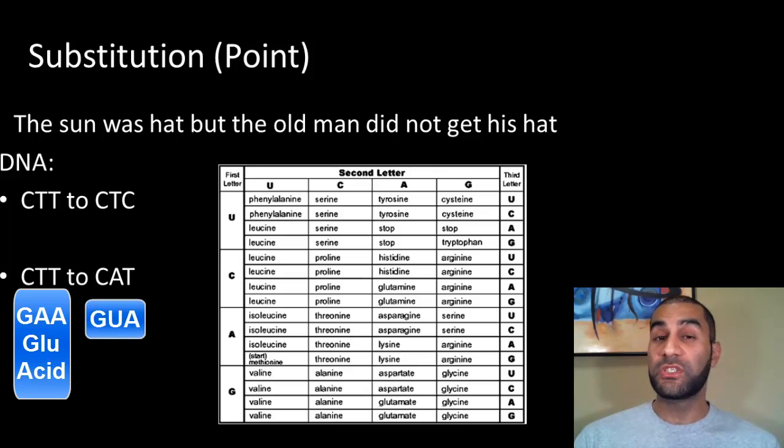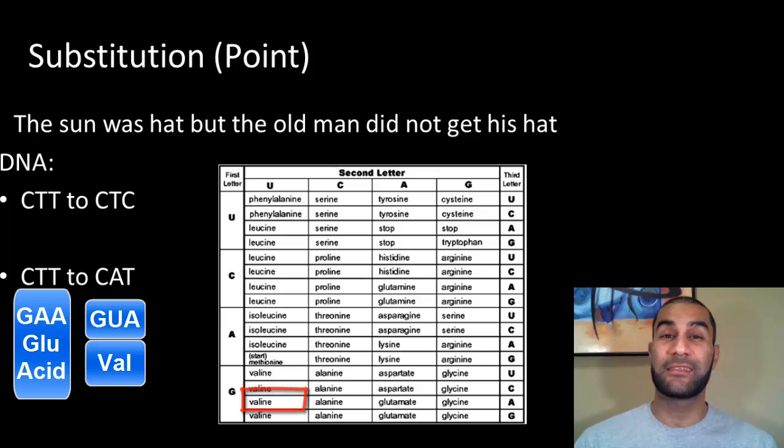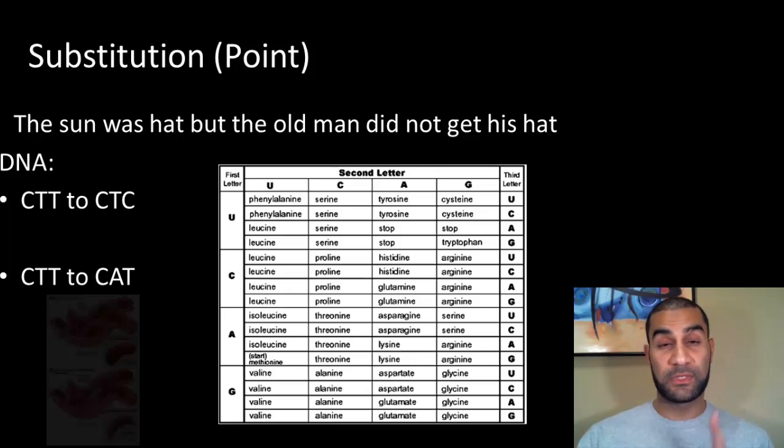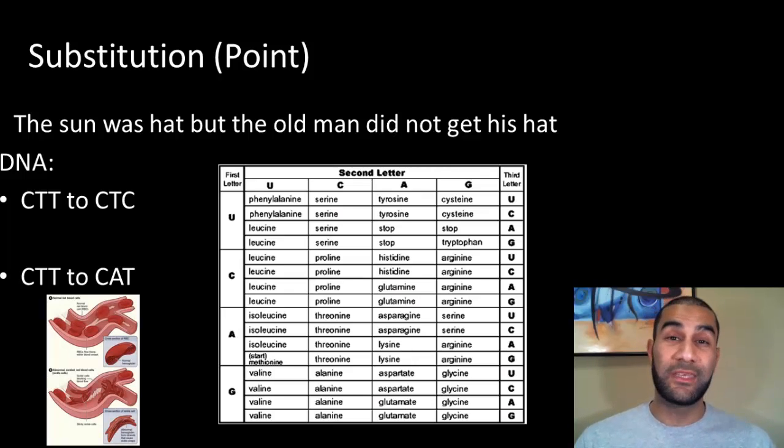And if you look, GUA now codes for a valine. So instead of a glutamate or a glutamic acid in that position, a valine is going to be put in that spot instead. And that is a pretty significant difference. In fact, this is the exact substitution mutation that occurs in individuals with a specific disease called sickle cell anemia. Sickle cell anemia is a blood disease.